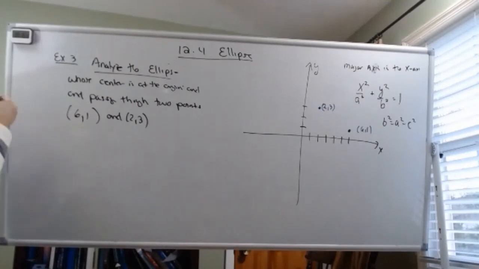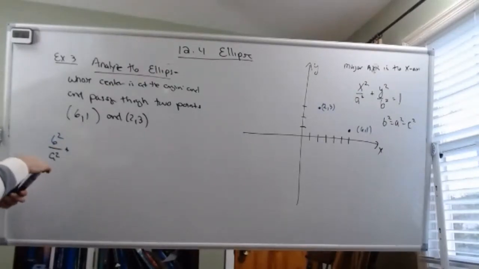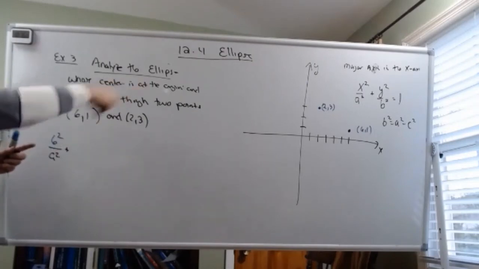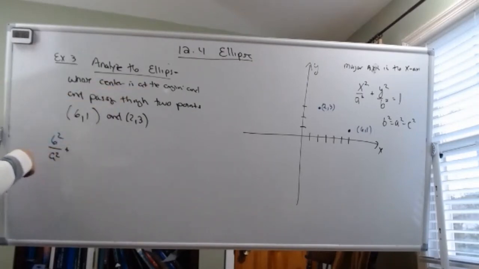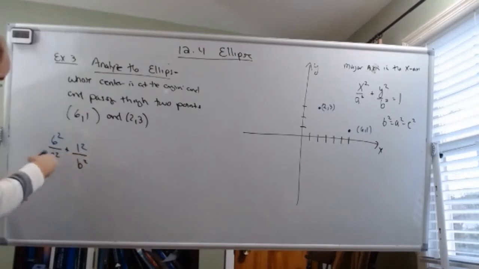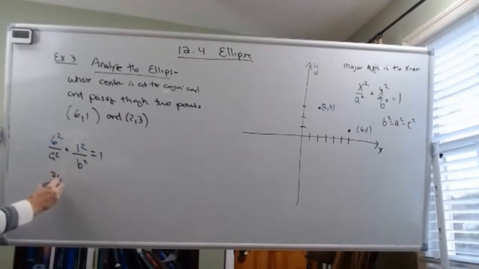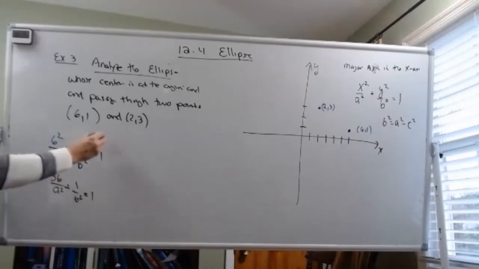So I get x squared, which is 6 squared over a squared, plus, in this case, my y squared, which is 1 over here. Every point on that graph has to satisfy this equation. So I get 1 squared over my b squared, and that has to equal 1. So I get 36 over a squared plus 1 over b squared has to equal 1. That's for that point.